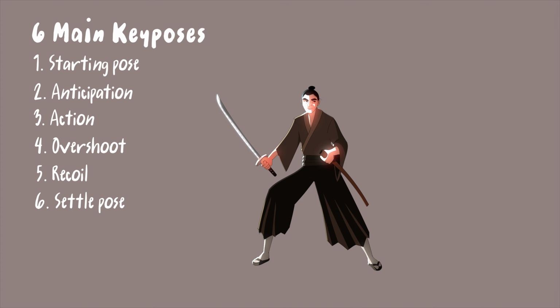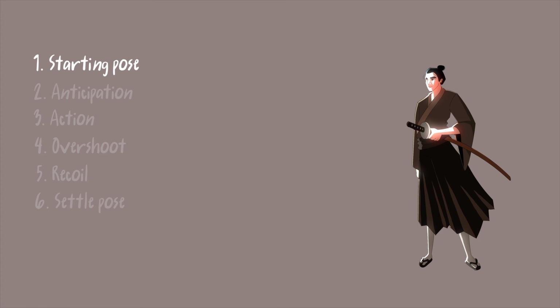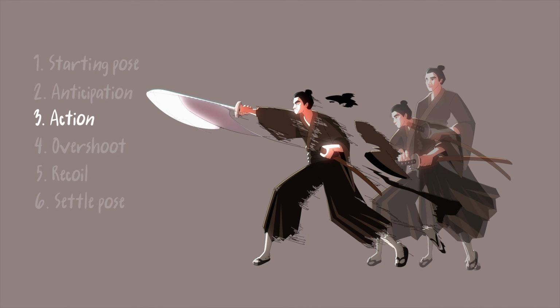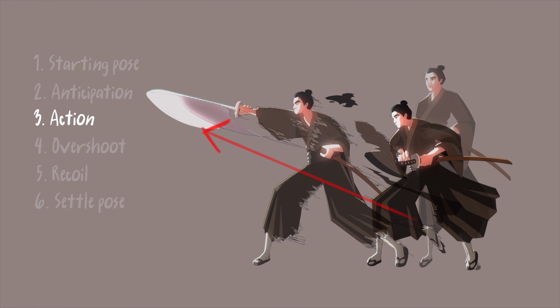First is the starting pose. It is the pose that you start with. The second is the anticipation. It is usually in the opposite direction compared to your action. So in this case, the action is the slash itself, which is in an upward forward direction. So the anticipation is in the opposite direction of that, which would be in a downward forward direction.